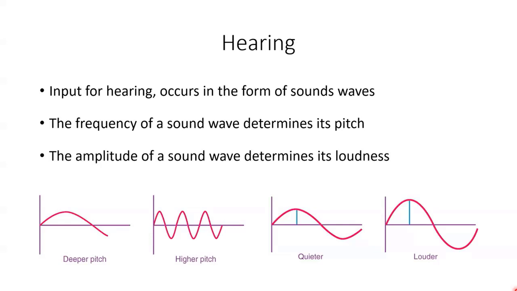So the input for hearing occurs in the form of sound waves. The characteristics of the sound waves and how they stimulate the fluid and the hair cells in the cochlea allow us to distinguish different sound characteristics. For example, the frequency of a sound wave, or how closely the high and low regions are spaced together, determines its pitch. The higher the frequency, or the closer the waves are together, the higher the pitch. The greater the amplitude, or the size of the sound wave, the louder the sound, with sound intensity or loudness measured in decibels.